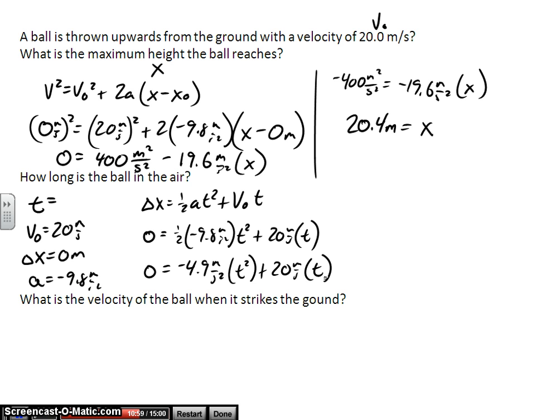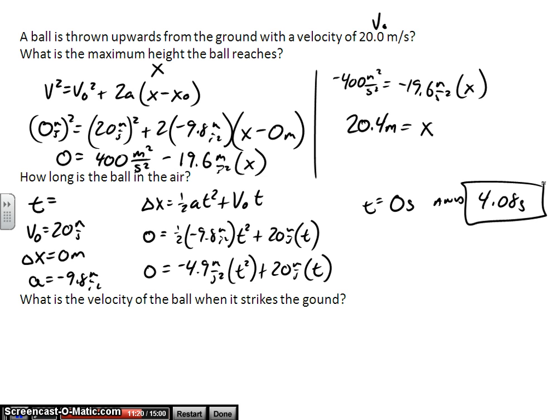Either way, you get two answers. You get time is equal to 0 seconds, which should make sense because the ball is on the ground at 0 seconds. And you get time equals 4.08 seconds. Which one makes sense? 4.08 seconds.